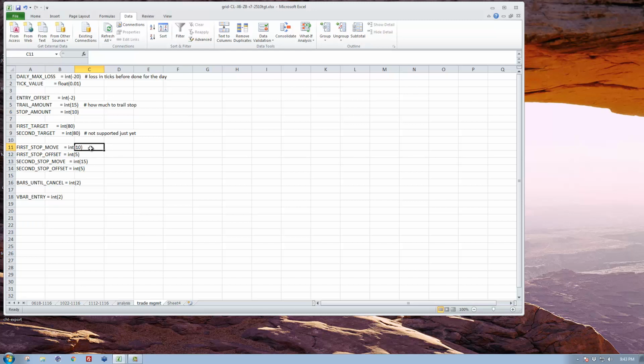You move the stop at 10 ticks to +5. Pretty unusual trade management for me. And then at 15, you don't move it. You just keep it. I originally had this at +10, moved to +1. Actually, I originally had it moved to -3, and then I went to +1, and then I went to +5, and this actually works out pretty well in oil.